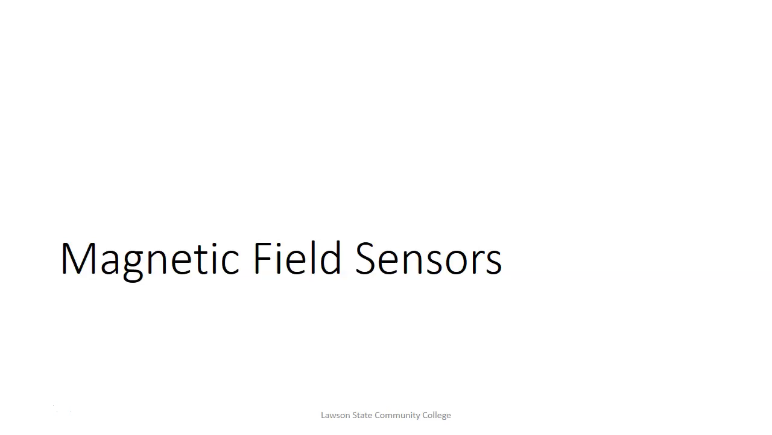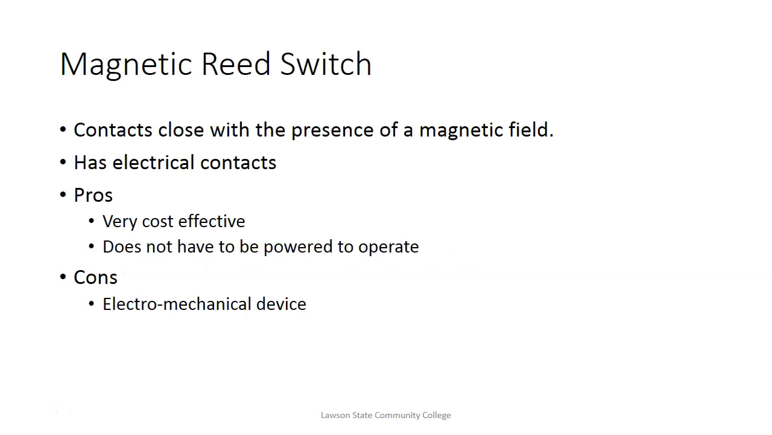So odds are, when you buy these, you'll have to make sure you get the same type because of the way the sensor is actually mounted to detect the magnetic fields. So magnetic reed switches, these are contact switches. Contact's closed when the presence of magnetic field has an electrical contact. Pros, it's very cost effective. Does not have to be powered to operate, but it's electromechanical.